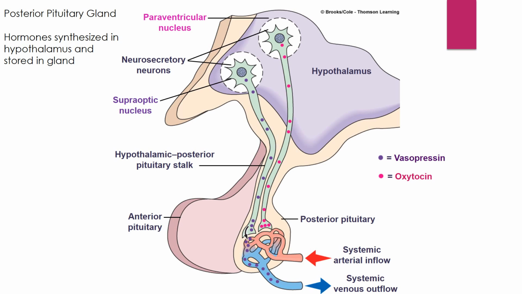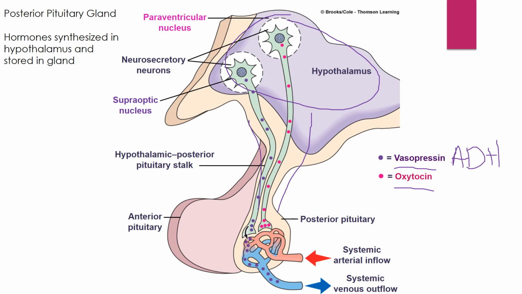With the posterior pituitary gland, we have two hormones that are associated with it. The first one here is vasopressin, also known as antidiuretic hormone, or ADH, and the second one is oxytocin. These two hormones are actually produced within the hypothalamus. And then they're transported along the axons of the hypothalamic posterior pituitary tract, and they are stored within the posterior pituitary gland.